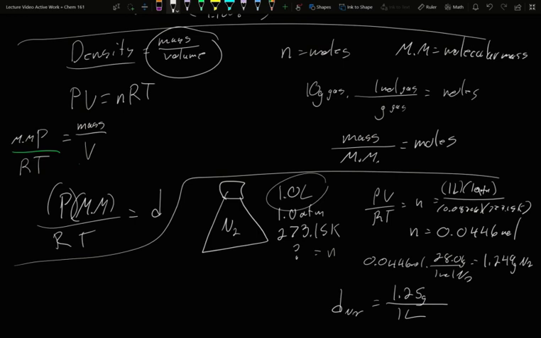Very small weight. Gas is very spread out. Density of gas tends to be pretty small. Remember, water is a gram per milliliter, so this is, well, not quite 1,000th, but it's well down there. Well less dense than water.